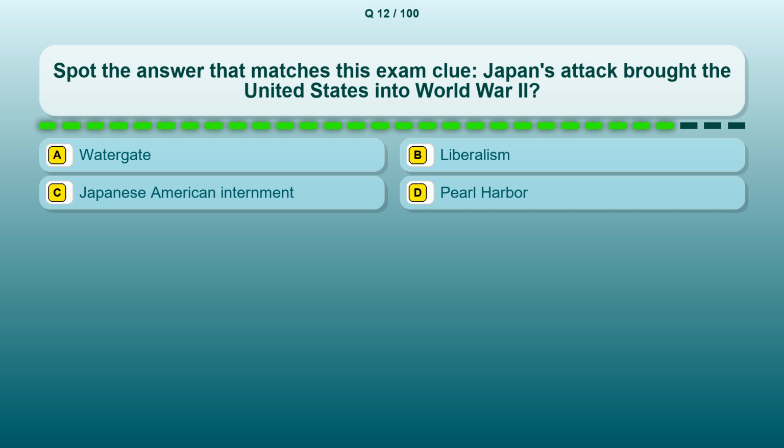Question 12. Spot the answer that matches this exam clue. Japan's attack brought the United States into World War II. Option A, Watergate. Option B, Liberalism. Option C, Japanese-American internment. Option D, Pearl Harbor.